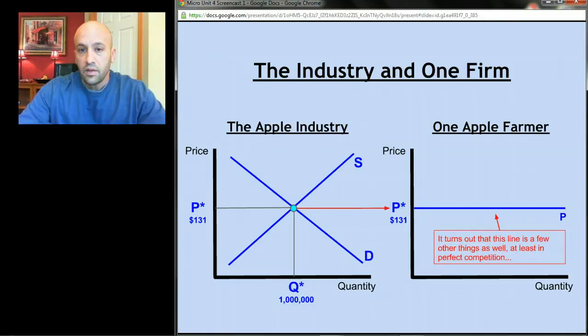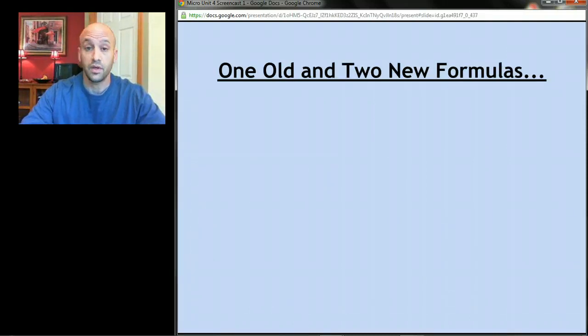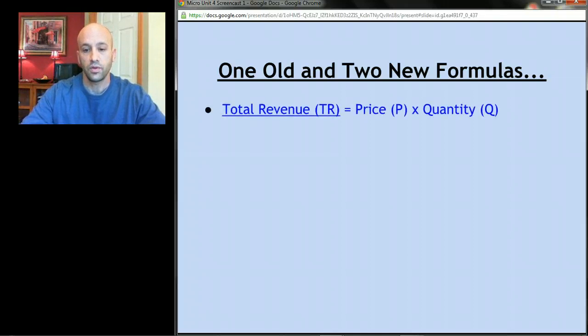Alright, well, it turns out that this little horizontal line that we just drew is a few other things too for a perfectly competitive firm. And to see what they are, I have to introduce you to 2 new formulas and remind you of one old formula. The old formula is total revenue, which you'll remember is equal to price times quantity. It's all the money flowing into the cash register.